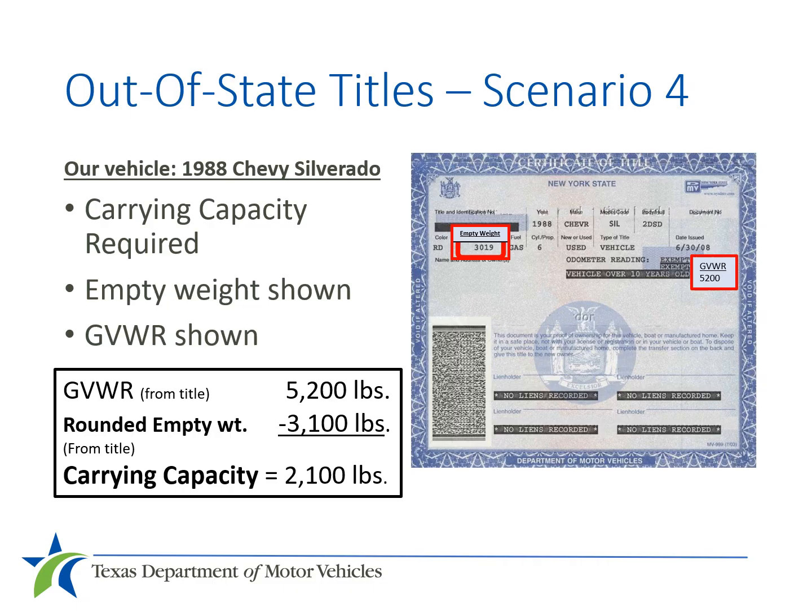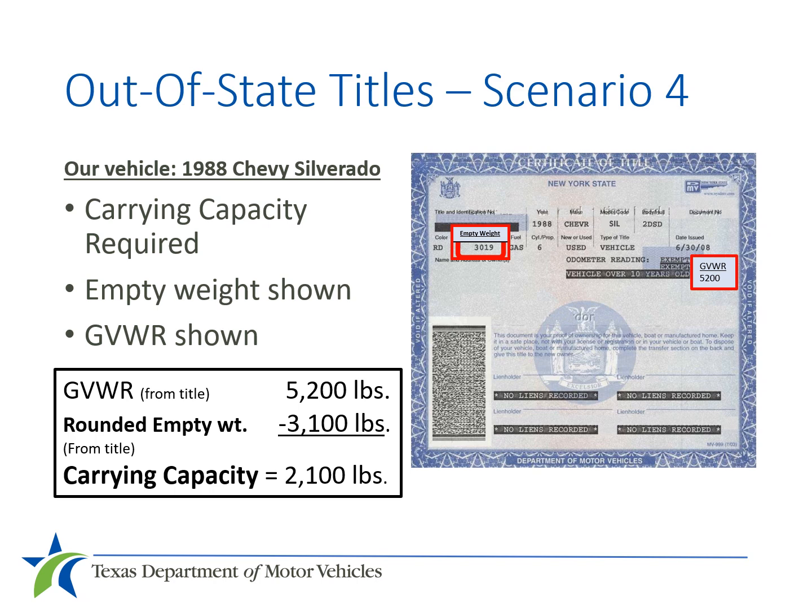Last, we will go over the rare case where an empty weight and a gross vehicle weight rating are listed on the out-of-state title. If the empty weight is clearly indicated and a gross vehicle weight rating is also listed on the out-of-state title, you can utilize those weights to determine the carrying capacity of the vehicle without any additional research required. This is increasingly rare since most states only supply one weight or no weight. In the example shown, the New York title shows an empty weight and a gross vehicle weight rating. Using this information, we would simply subtract the rounded empty weight of 3,100 pounds from the gross vehicle weight rating of 5,200 pounds, and that would be our max carrying capacity for the vehicle, which is 2,100 pounds.